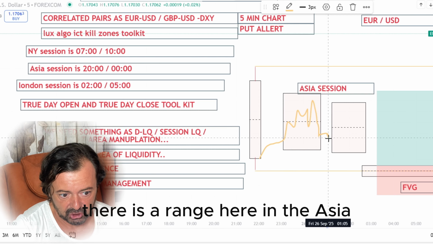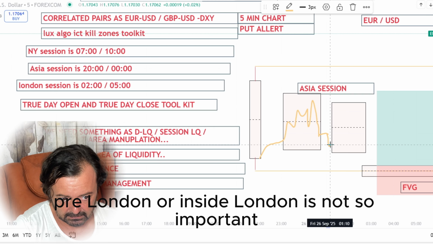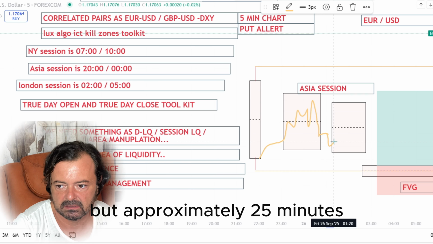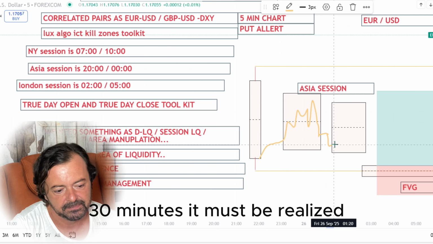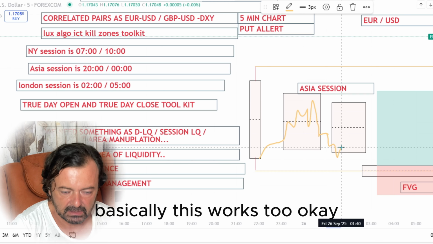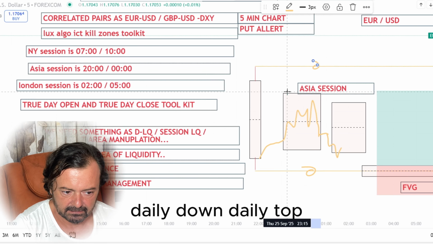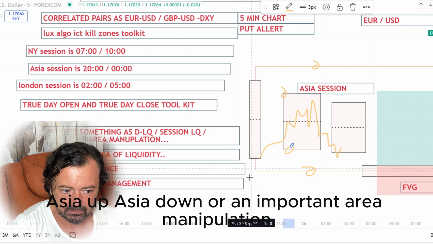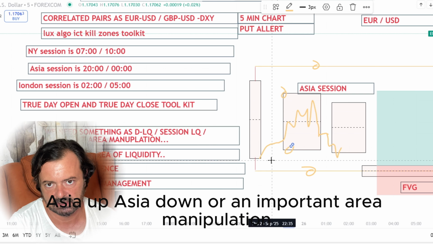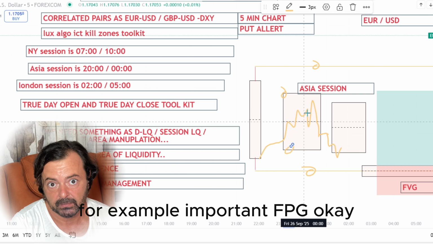There is a range here in the Asia, and whether price is pre-London or inside the London is not so important, but approximately 25 minutes, 30 minutes, it must be realized. Manipulate the Asian and come inside, this works too. Okay, daily down, daily up, Asia up, Asia down, or an important area manipulation. What is the important area manipulation? For example, important FVG. Okay.